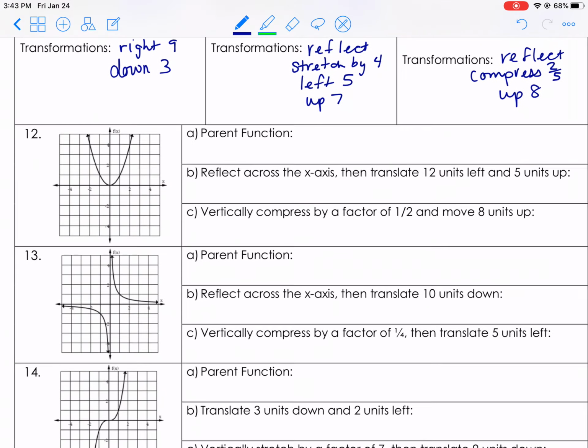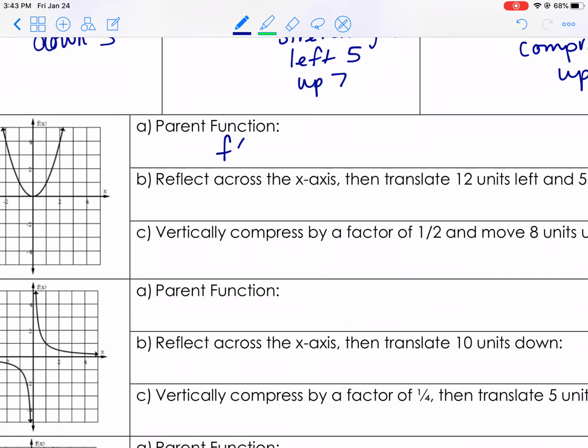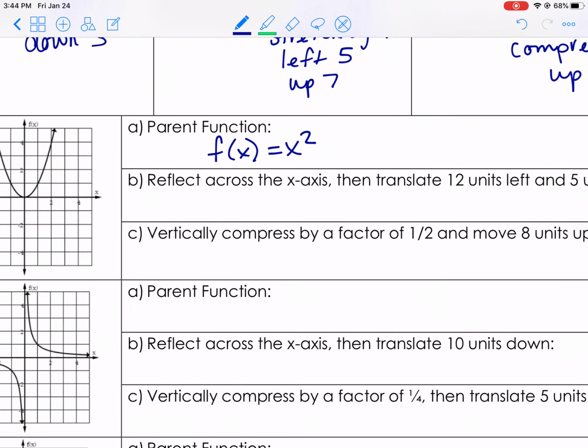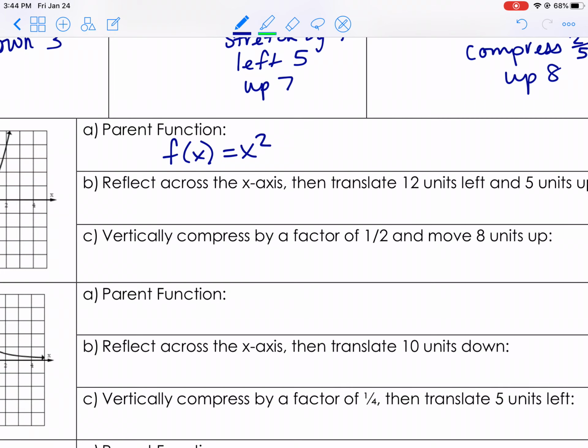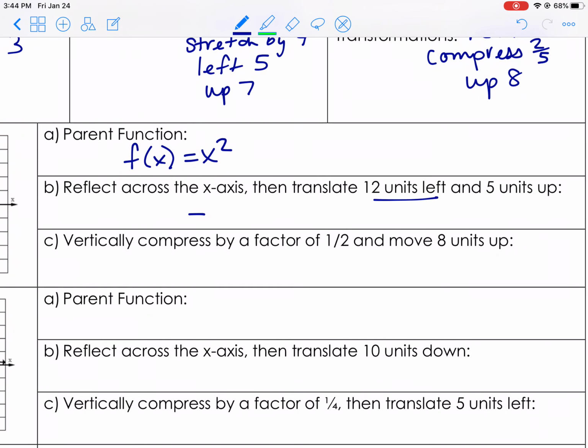All right, number 12. This is a quadratic function. So we have f of x equals x squared. We've got to write the equation for if it reflects across the x-axis, so that will have a negative. Translate 12 units left, that's going to be inside the function, saying +12, and 5 up. That would look like that.